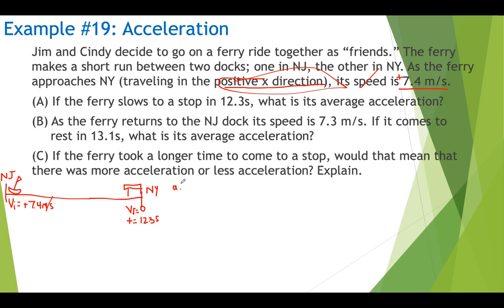So for part A, our average acceleration, we're going to take final minus initial velocity and divide by time. We're going to plug in what we know and leave what we don't know as a variable. So I don't know the acceleration rate, I'm going to leave it as a variable. My final velocity should be 0. So 0 minus my initial, which is 7.4.